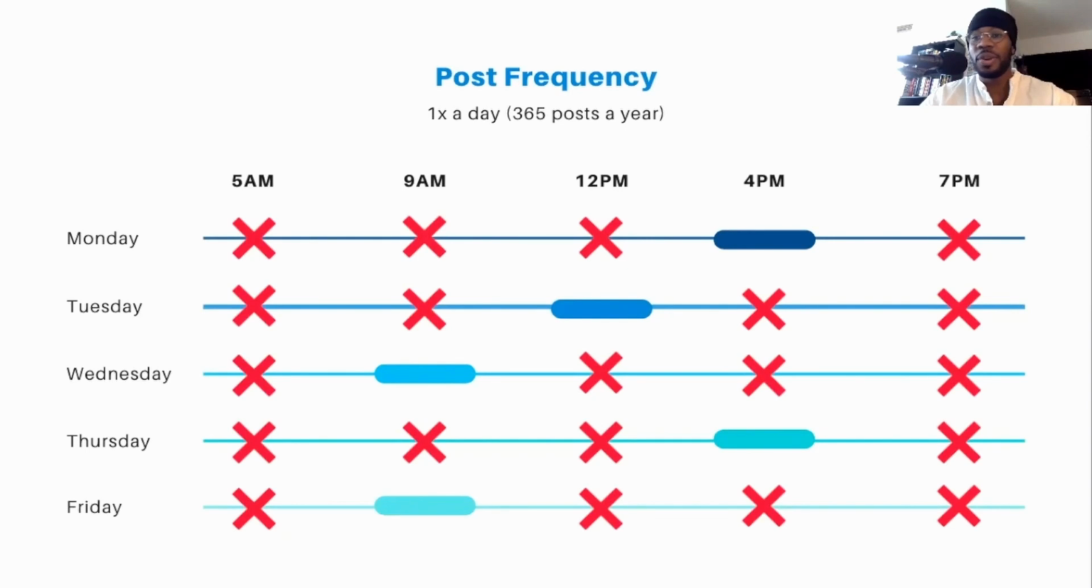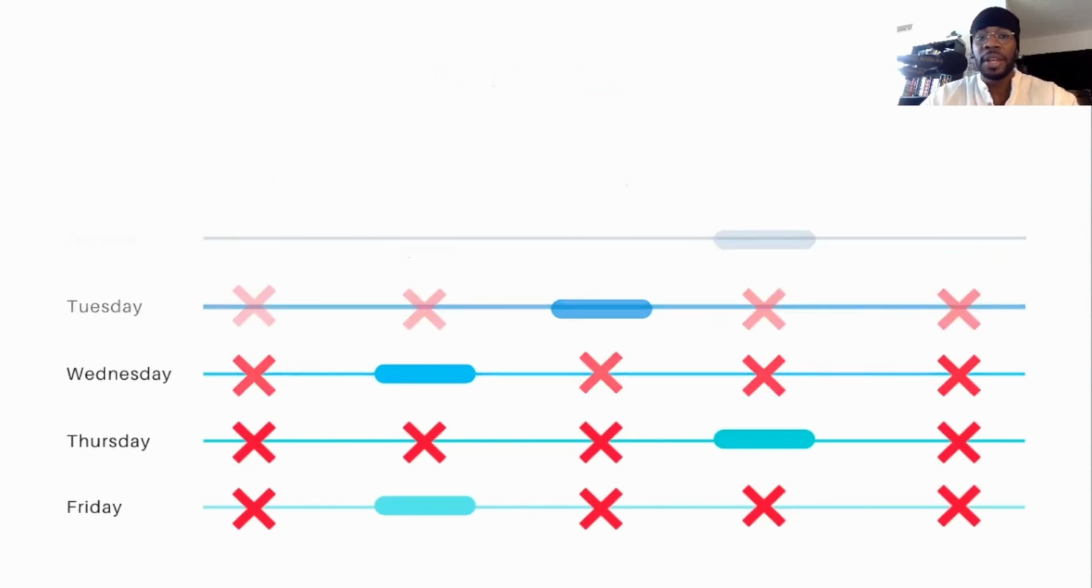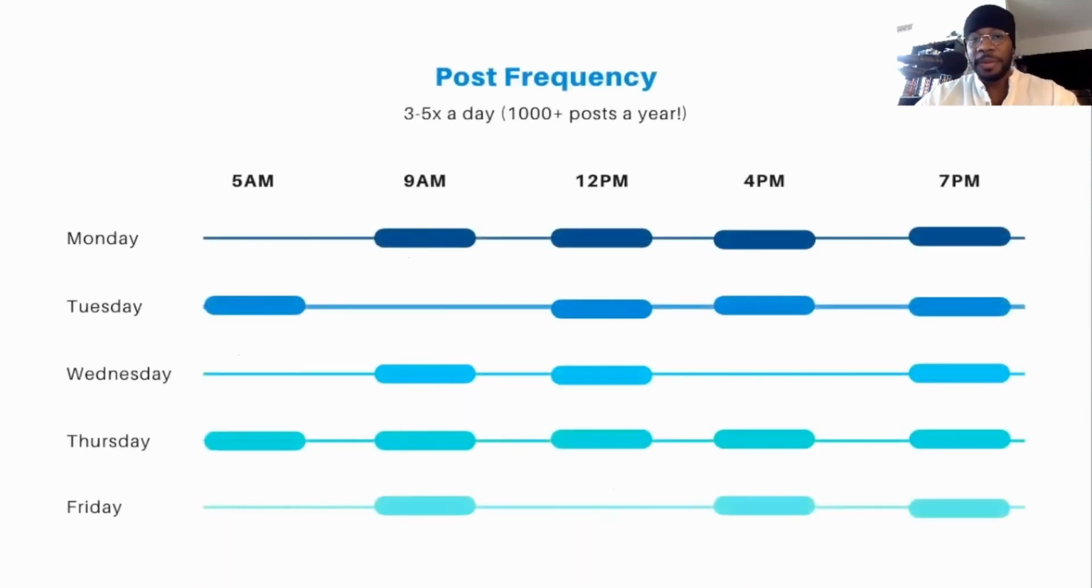Again, it's whatever is most comfortable for you. You can post as many times as you want, a day, a week. But from a marketing point of view, the more often you post, the better. Now, for example, someone like me who posts 3 to 5 times a day, that's 1,000 plus posts a year versus 365 or versus 52 posts a year, right? I'm hitting people at multiple times of the day.